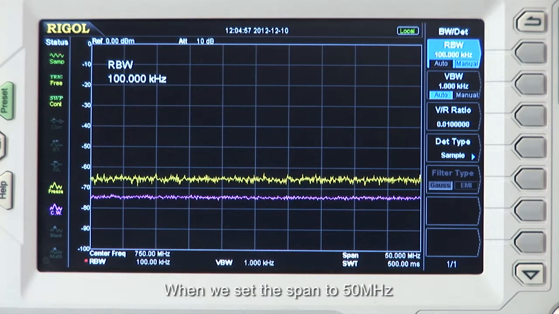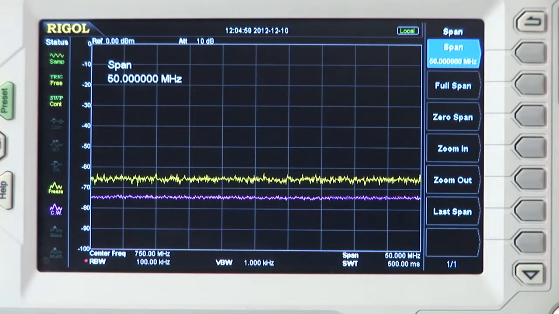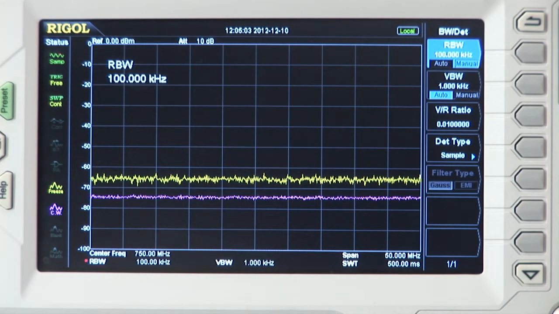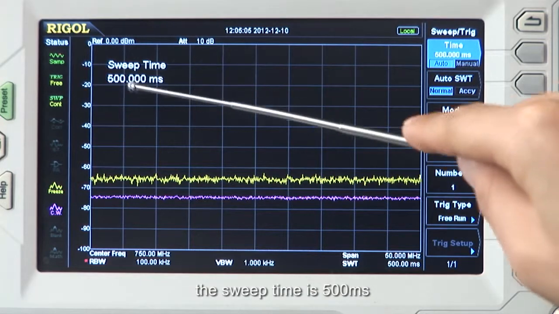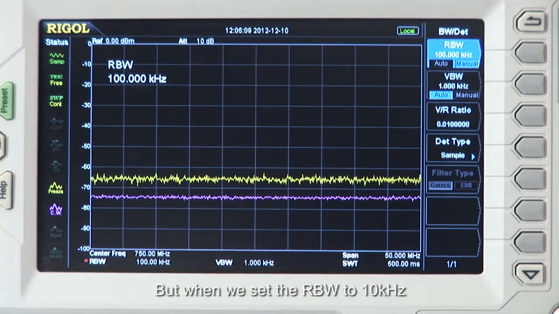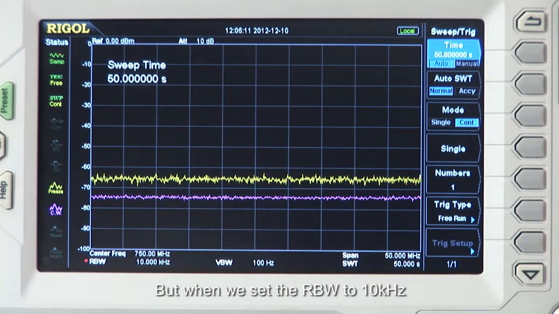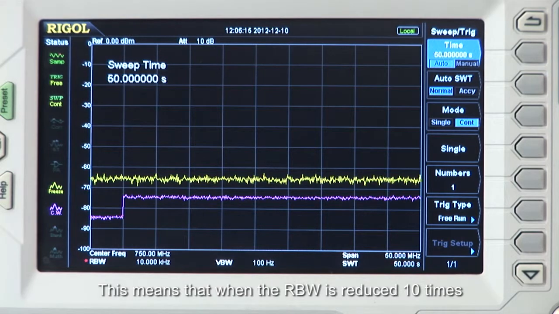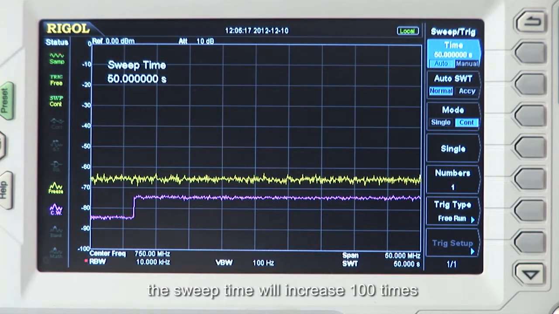When we set the span to 50 MHz and the RBW to 100 kHz, the sweep time is 500 milliseconds. But when we set the RBW to 10 kHz, the sweep time will be 50 seconds. This means that when the RBW is reduced by 10 times, the sweep time will increase 100 times.